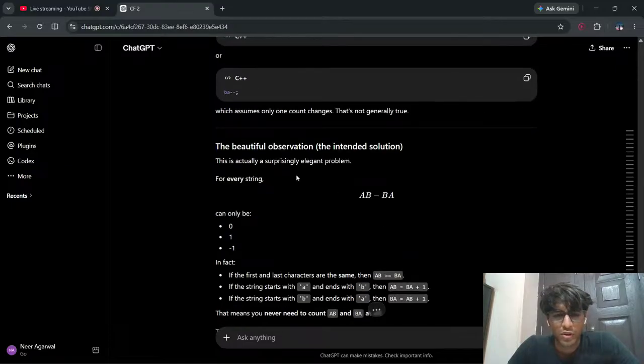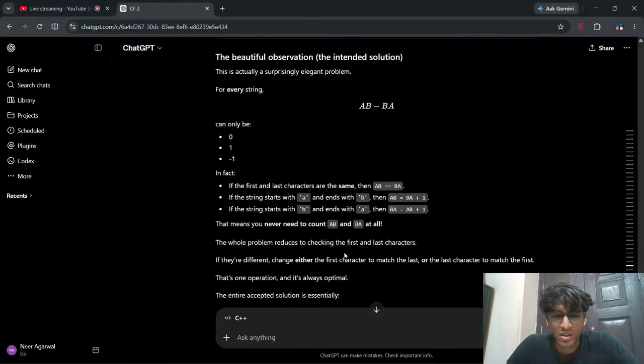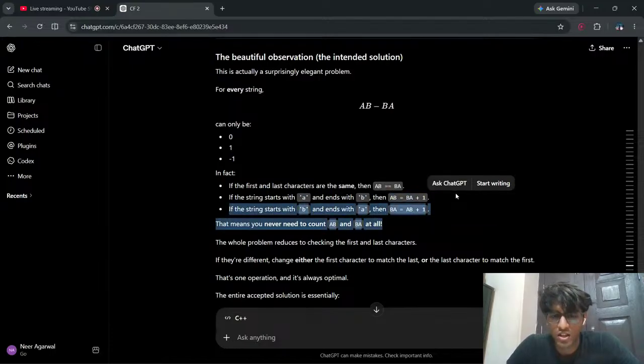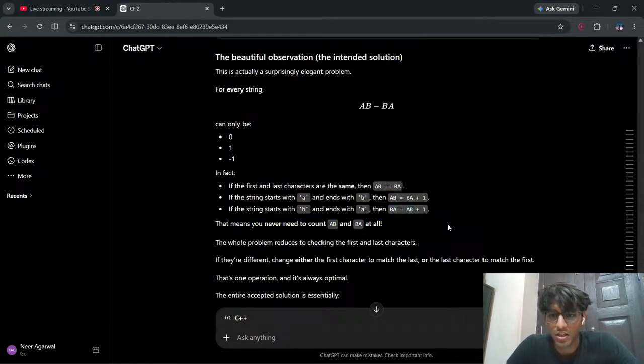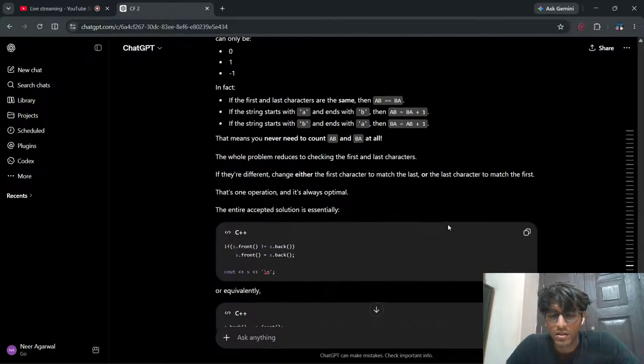So the beautiful observation is that for every string, AB minus BA can only be 1, 0, or minus 1. If the first and last characters are the same, then AB equals BA. If the string starts with A and ends with B, AB equals BA plus 1. If the string starts with B and ends with A, BA equals AB plus 1. That means you never need to count AB.